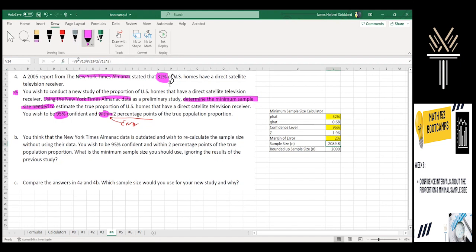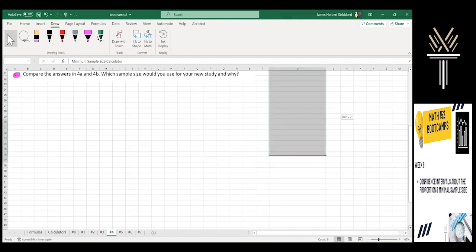But something interesting happens when we do this. And then we'll see why in part C. So they're essentially asking us to calculate it again, but they want us to ignore the results of the previous study. They want us to ignore that 32%. For some reason, they're saying not to trust it.